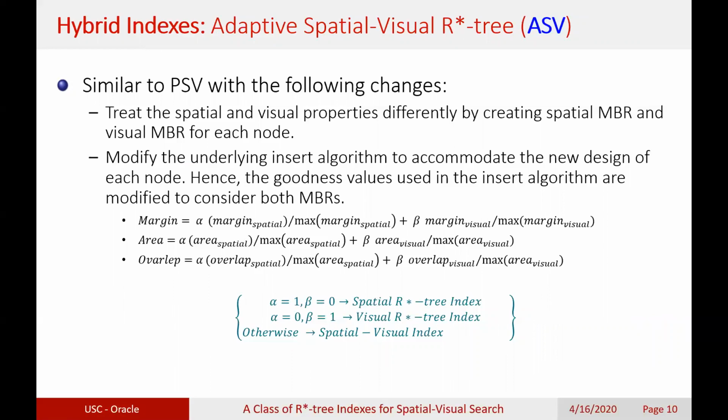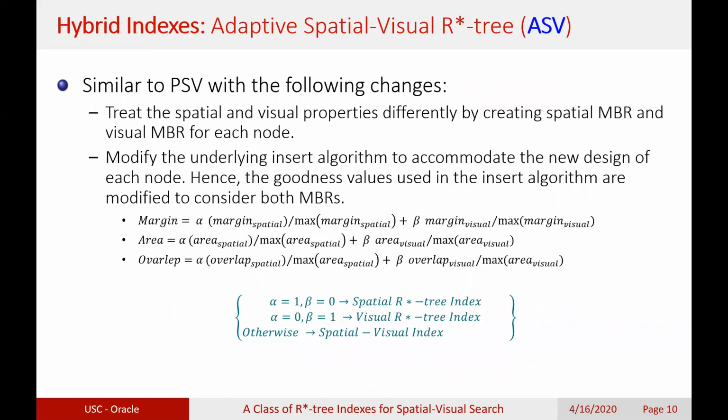For adaptation, we extend the calculation of the 3 optimization criteria used in R*-tree. For each criterion, the optimization values for spatial and visual properties are calculated separately and then linearly combined. In this way, we have a general design.